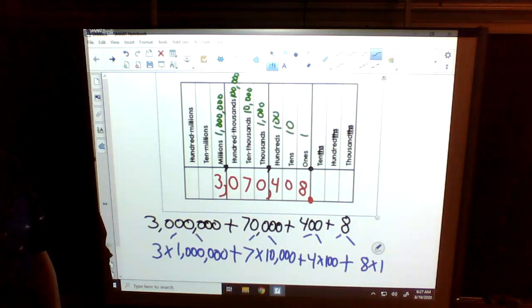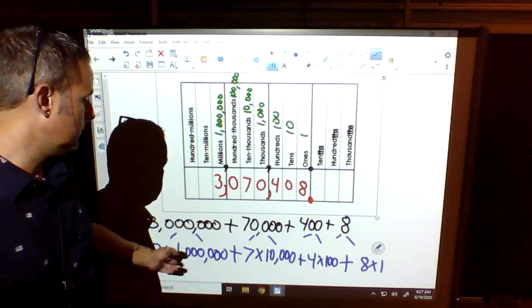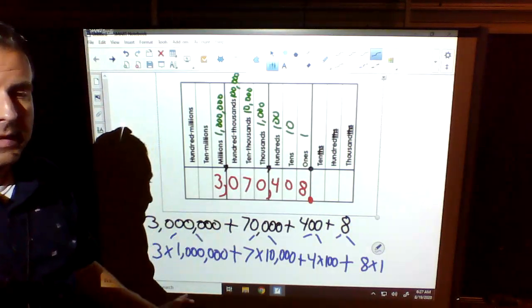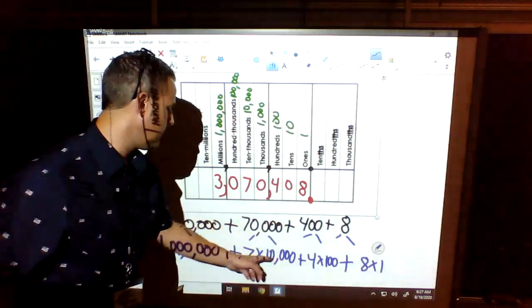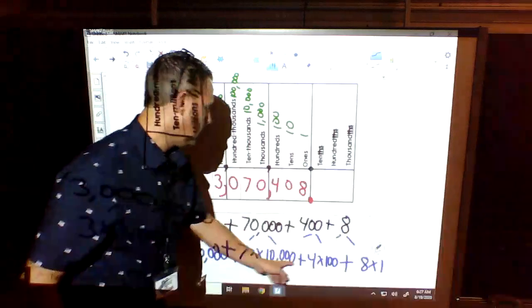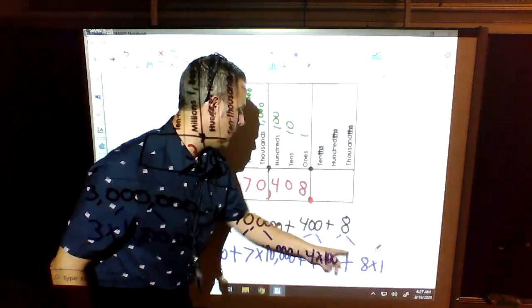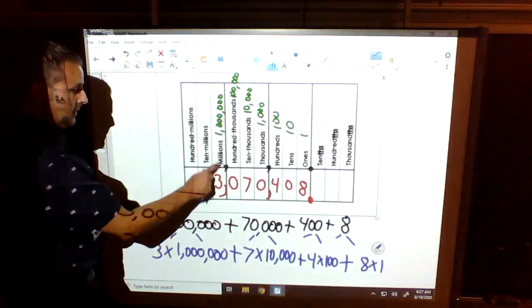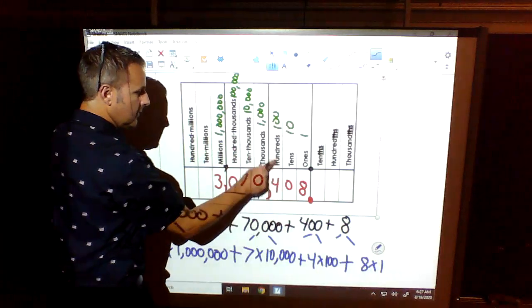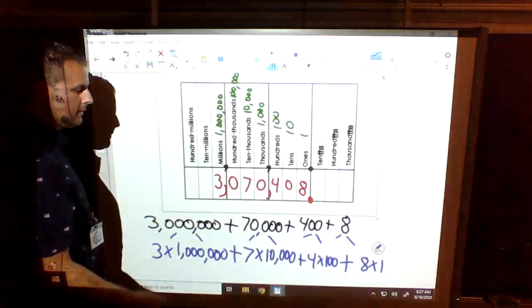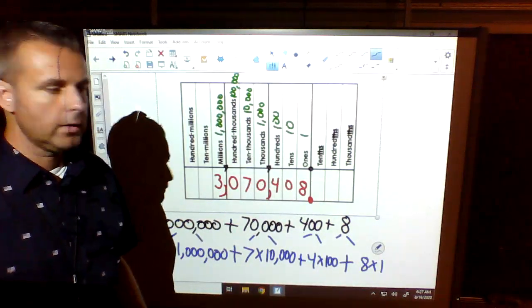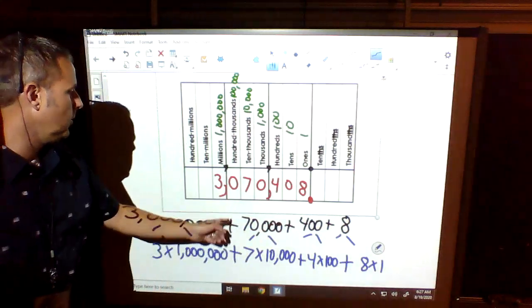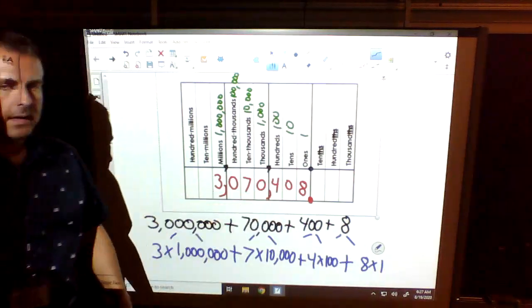If you ever see this, they might tell you to write it in regular number form or standard form. 3 times a million is 3 million. 7 times 10,000 is 70,000. 4 times 100 is 400. 8 times 1 is 8. So we put the 3 in the millions, the 7 in the 10,000s, the 4 in the hundreds, and the 8 in the ones. And then you would just put zeros in the other places, and that would make your number. Why do we put zeros? Well, because there wasn't a 100,000 one. There wasn't a 1,000 one. There wasn't a 10 one.